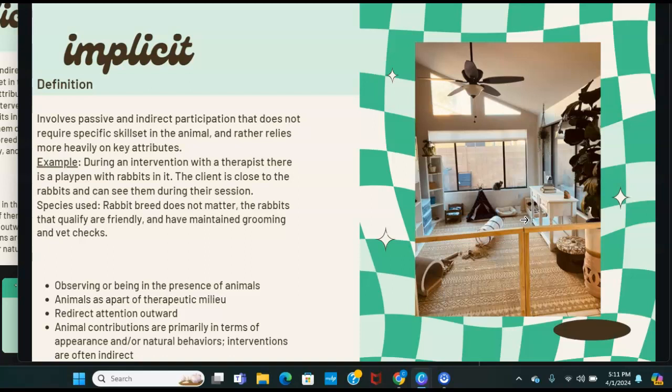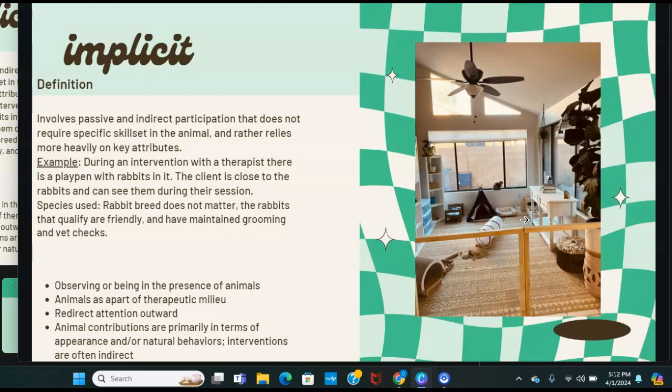The client can see the rabbits. It's in the same room, but the rabbit isn't necessarily involved in the intervention in an organized manner. So for species used, the breed doesn't necessarily matter in this instance. The rabbit just needs to be qualified for animal-assisted interventions. So vet checks, they need to be friendly, they need to have their nails trimmed and all that good stuff.